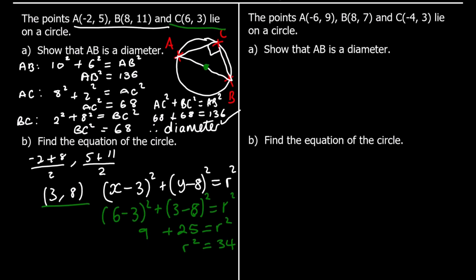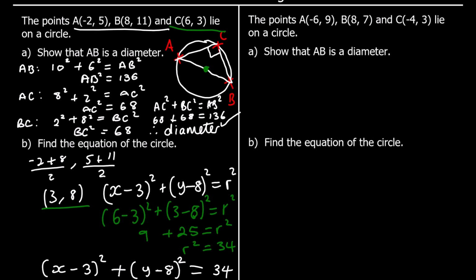So we can just write the equation of the circle now. X minus 3 squared plus y minus 8 squared equals 34. We can check our answer by checking this equation works for the other 2 points on the circle. So let's check for B. So 8 minus 3 is 5. 5 squared is 25. 11 minus 8 is 3. 3 squared is 9 again. 25 and 9 make 34. And if we use A, again, we'll get 5 squared and 3 squared, which is 34.